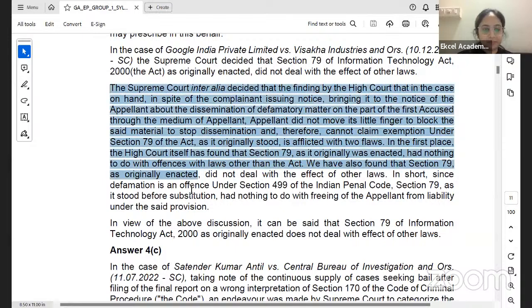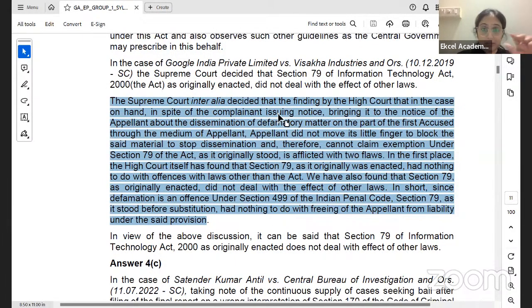What happened in this case? Here you have to be careful that you clearly mention that it is originally enacted. It did not deal with the effect of other laws. That is what they are asking: whether this section has come into existence because of CrPC or IPC or any other law. No, this is an independent original enactment or original provision. So it does not deal with the effect of other laws. So that much you have to write. Now we will see what is to be written in the case law.